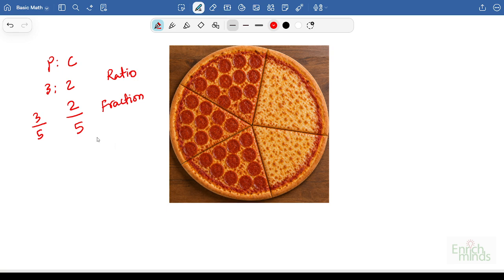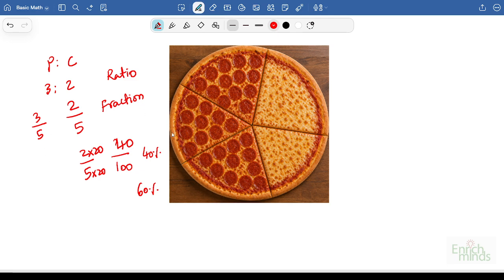If I have to express it as a percent, what's the percent of cheese, or what's the percent of pepperoni? I have 2 parts of cheese out of a total 5 parts. So how many parts will be there for 100? I can go from 5 to 100 by multiplying it by 20. Then I multiply this also by 20 to get 40. So the percent of cheese slices in this pizza is 40%. And the remaining 60% is for the pepperoni slices.